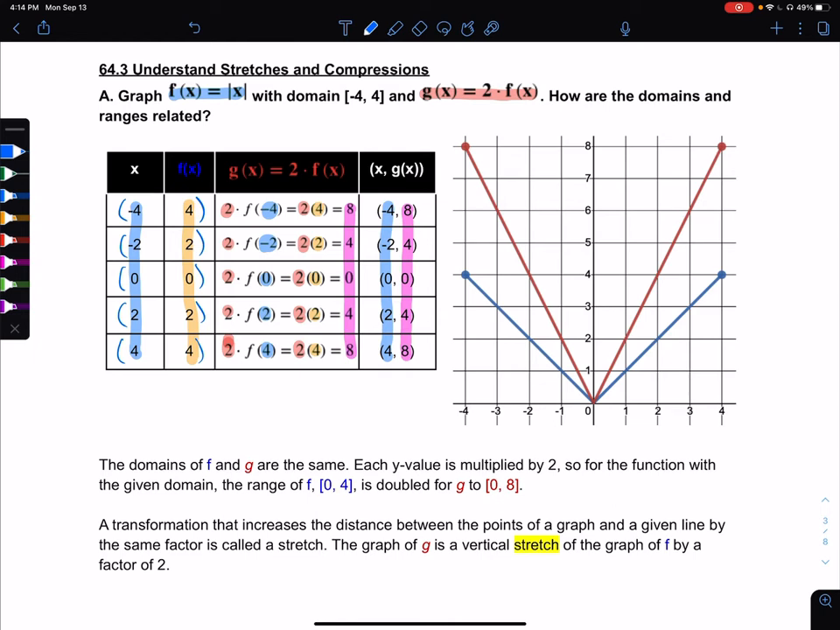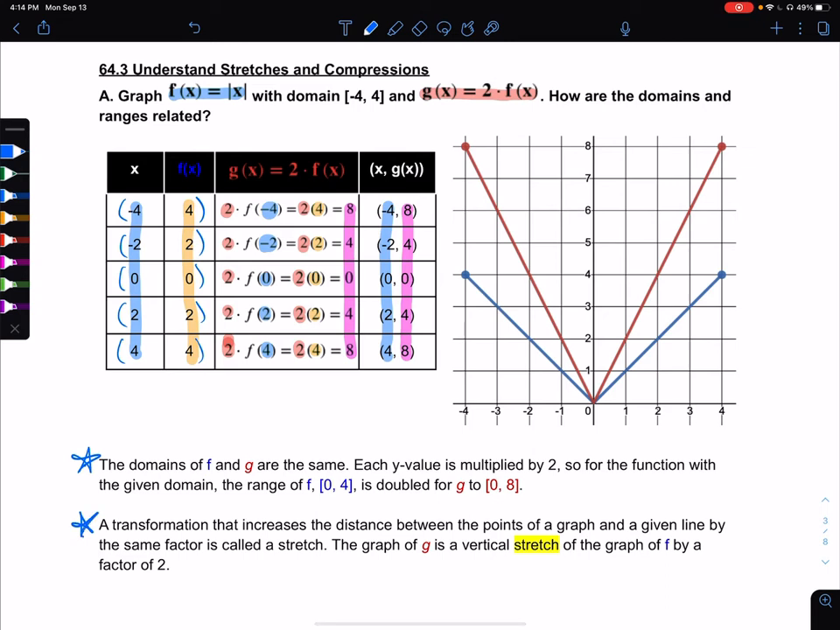Well, the x values are all the same. And that's where they state down here, the domains of f and g are the same. We have the same limitations in terms of x, right? The domain stays the same. However, each y value has been multiplied by 2. So for the function with the given domain, the range was 0, 4 for our f of x. But in g, that doubled. Now that goes from 0 all the way up to 8. Since we multiplied f of x by 2, our range is going to wind up being doubled.